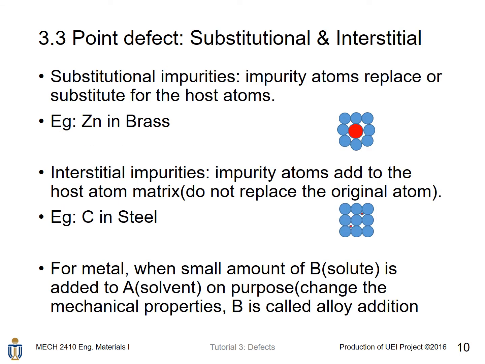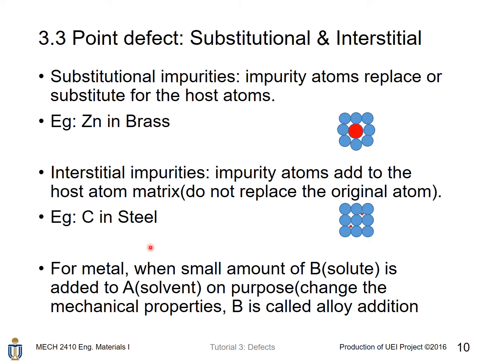Substitutional impurities: the impurity atoms replace or substitute for the host atoms. For example, zinc in brass. Brass is an alloy made of zinc and copper, which you can also see in the picture here. Interstitial impurities: impurity atoms add to the host atom matrix, but do not replace the original atoms. Example, carbon in steel. Steel is an alloy of carbon and iron, and you can see the schematic here. The red atom, the additional impurity atom, is only in the spaces between those original atoms.